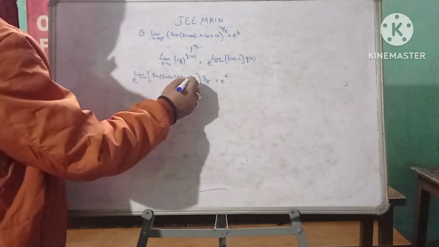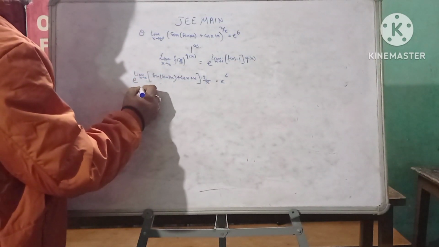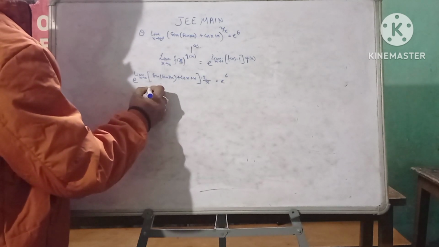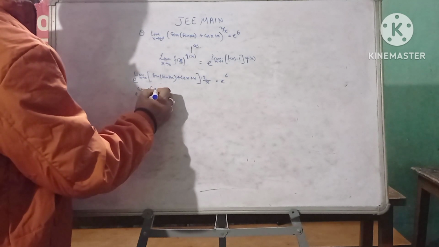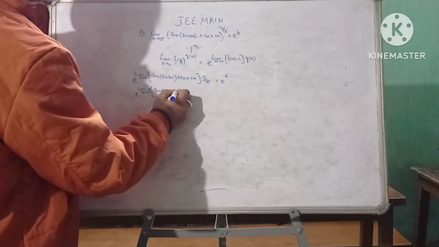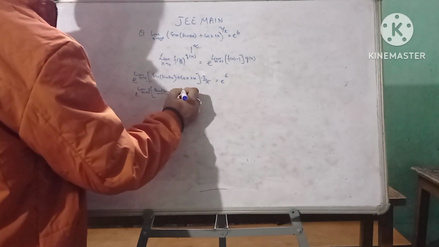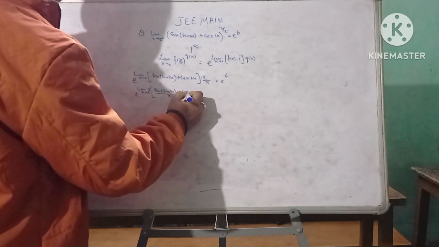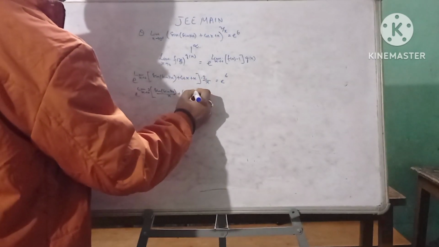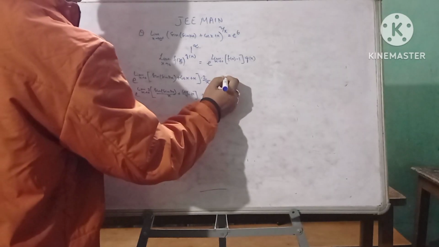So here this 2 is a constant. So e to the power of the limit as x tends to 0. This becomes 2 times (sin kx by x plus cos x by x, and this x by x becomes 1). Again this is e to the power of 6.